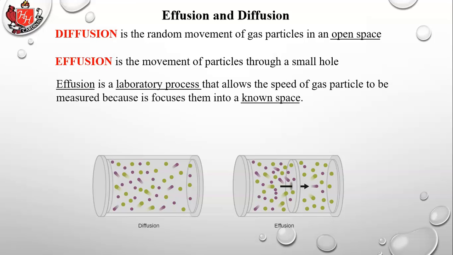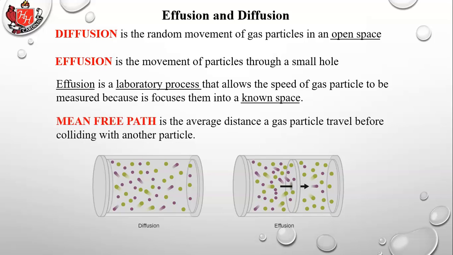Effusion is a laboratory process that allows the speed of gas particles to be measured because it focuses them into a known space. Mean free path is the average distance a gas particle travels before colliding with another gas particle. So the higher the pressure, usually the shorter the mean free path.